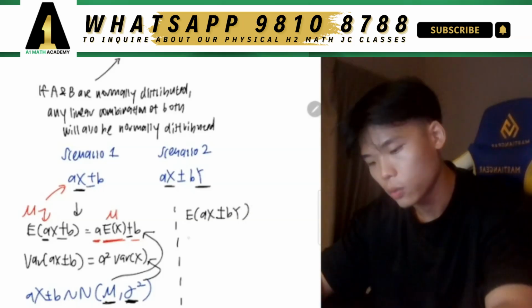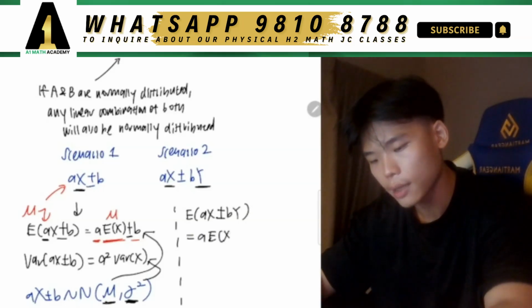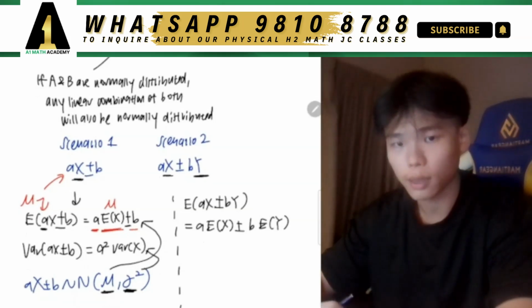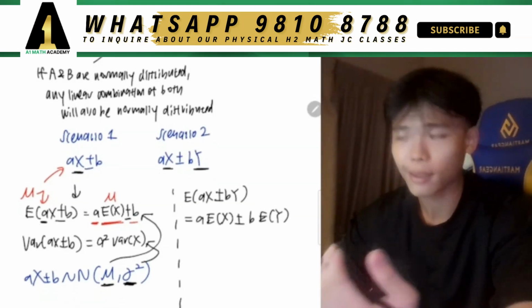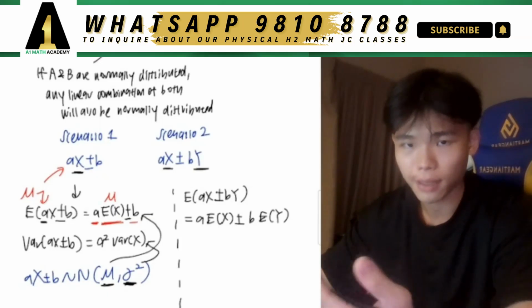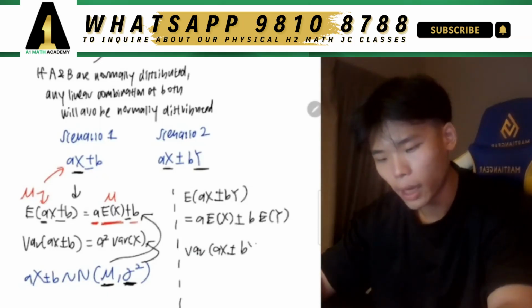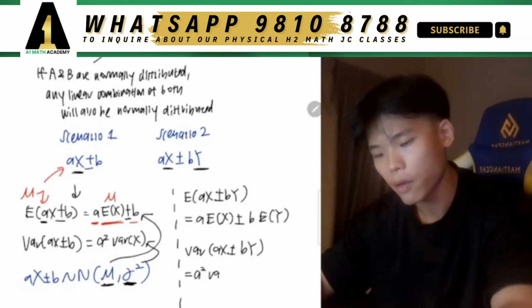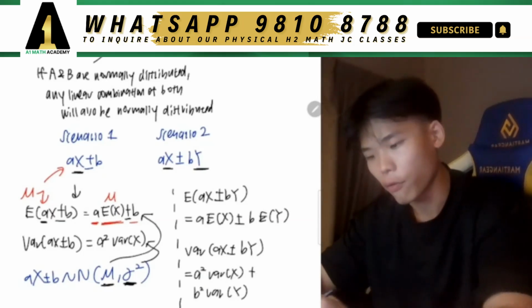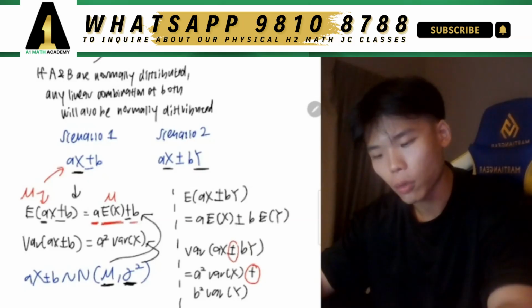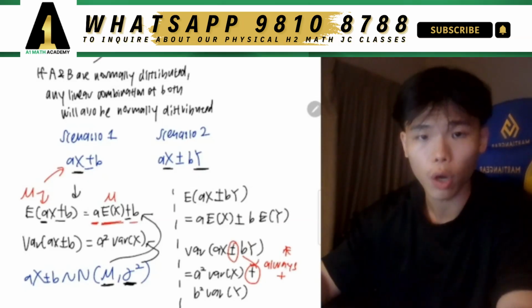It will just be aE(X) plus minus bE(Y). The same concept: the scalar multiple comes out, and the plus minus is still there. Now for the variance of aX plus minus bY, it will just be a squared Var(X) plus b squared Var(Y). Note that for variance, regardless of whether it's a plus or minus, here it is always a plus.